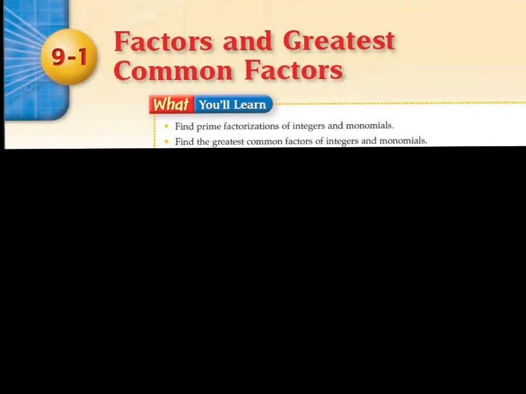Lesson 9.1, we will look at how to find factorizations of integers and monomials and find the greatest common factors of integers and monomials.